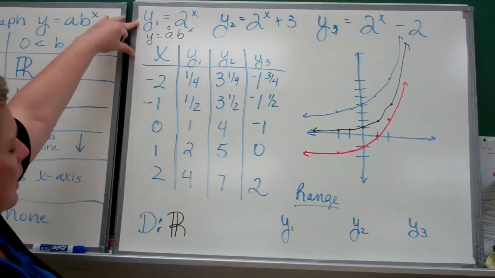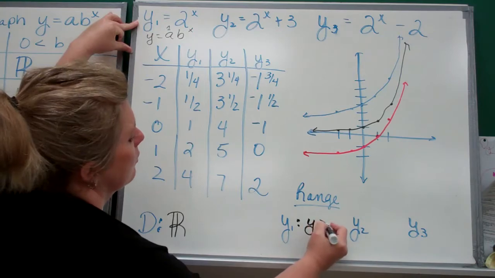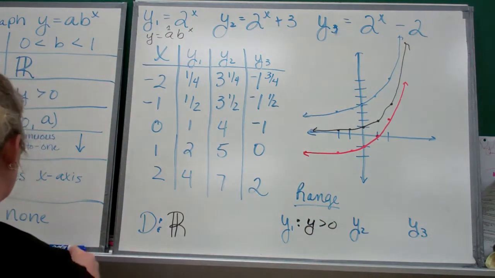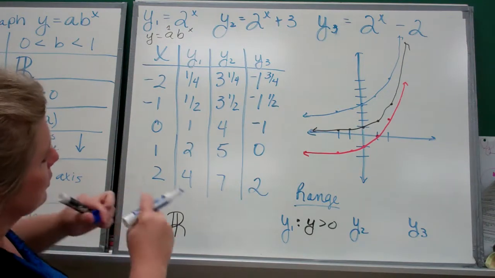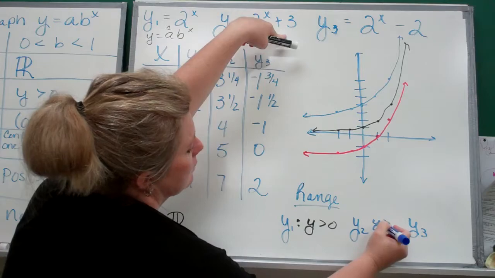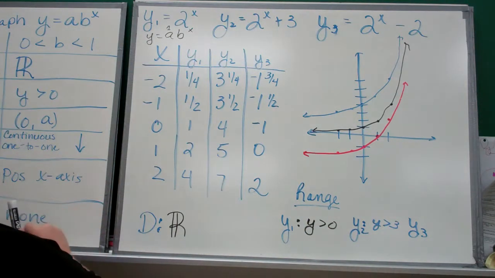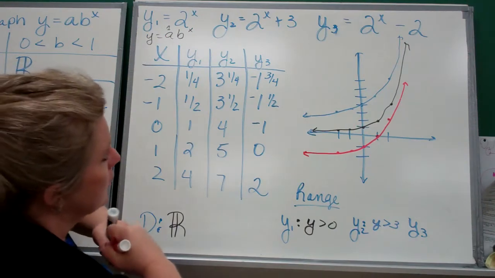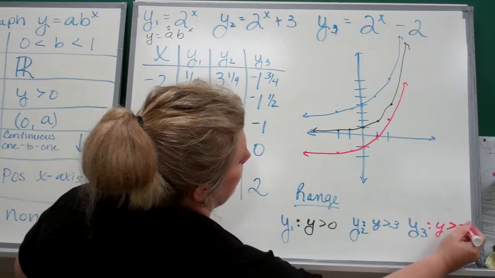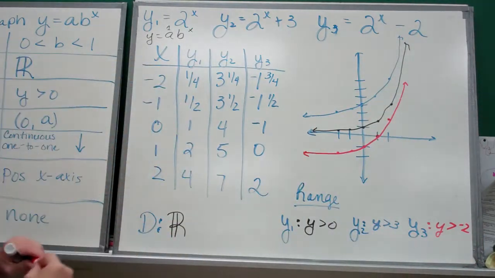y1 is the parent graph, so the range is going to be y is greater than 0. Okay. For y2, the range is going to be y is greater than 3. And then on y3, the range is going to be y is greater than -2. All the points are greater than that.